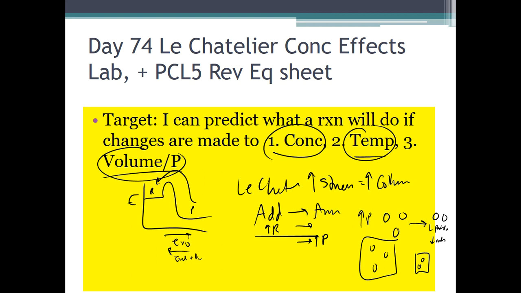So that means that we can play with all these variables to get reactions to do what we want. Le Chatelier is a wonderful principle if you apply it and if you understand that it's all about collisions.